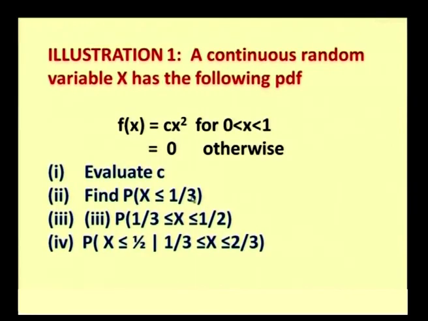You are asked to find out p of x less than or equal to 1 by 3, 1 by 3 less than or equal to x less than or equal to 1 by 2, and a conditional probability x less than or equal to 1 by 2 given 1 by 3 less than or equal to x less than or equal to 2 by 3. Let us now see the solution.